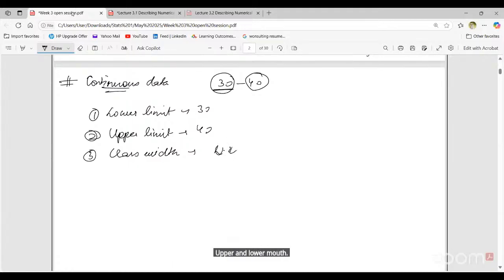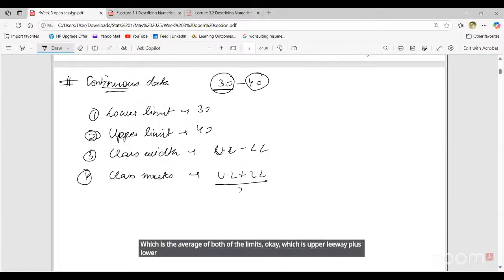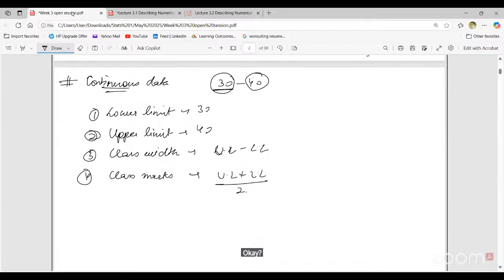And the fourth thing is the class mark, which is the average of both of the limits, which is upper limit plus lower limit divided by 2. Okay, these are a few terms. Is it continuous data or discrete data? Continuous.